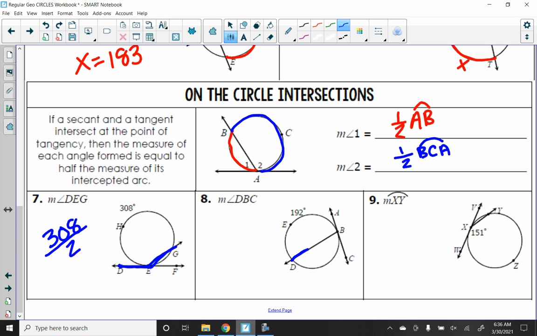How to find angle DBC. Okay. 2 ways you could do this. You do know the circle is 360, so if we took 360 minus the 192, this is one way to get it. So that arc that is inside that angle is 168. Then I would cut it in half and that would be my angle of 84.